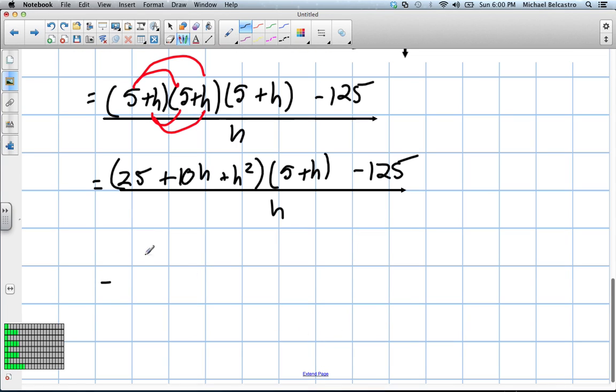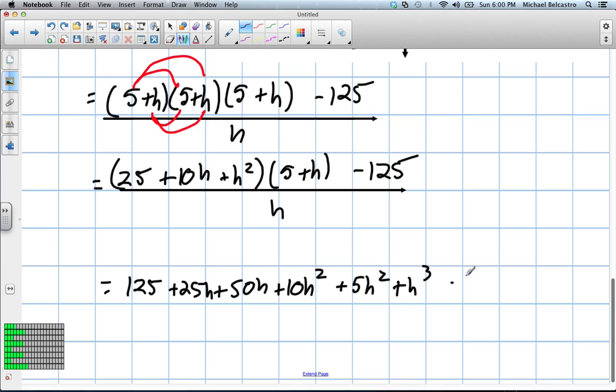Okay? Then again, 25 times 5 gives us 125. 25 times h is 25h. 10h times 5 is 50h. Oh, no, that's 25h. 10h times h is 10h squared. And h squared times 5 is 5h squared. H squared times h is h cubed. And then minus 125. So a lot of expanding I've done. Okay? Just because it was a cubic function, which you guys would have worked with last year.